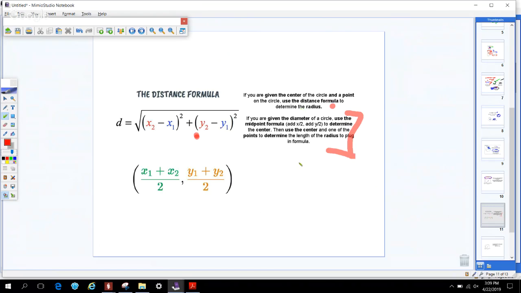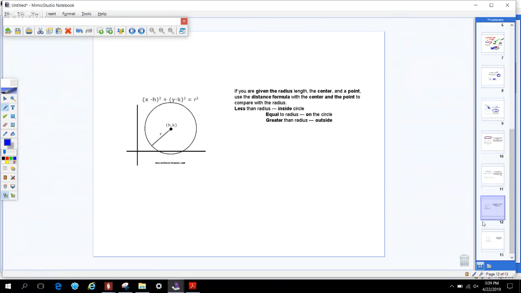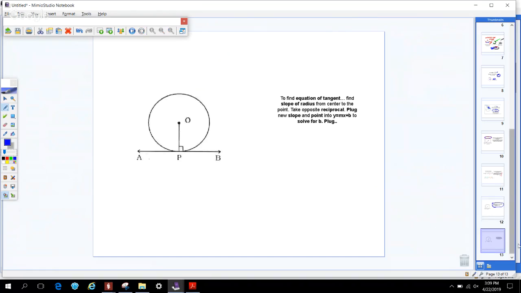Midpoint formula. Okay, again, you have your center and your radius, and then you're going to use the midpoint. All the midpoint formula is add x divide by 2, add y divide by 2. We'll look at some questions in a second. Here, if you get a question, which you will get, on whether a point is inside, on, or outside, you're going to use the distance formula again and compare the radii. And then it tells you how to do slope.